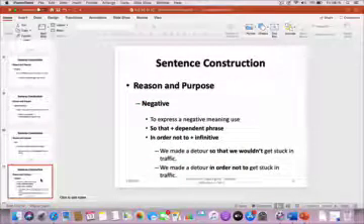Negatives. To express a negative meaning, we can use so that plus a dependent phrase, or in order not to plus the infinitive. In this case here, they both mean the same. We made a detour so that we wouldn't get stuck in traffic. We made a detour in order not to get stuck in traffic. They both mean exactly the same. There's no difference between them.